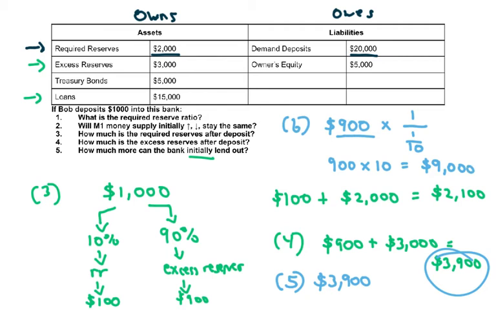Okay? So you do need to be careful there, because a lot of students want to take 1,000 times 10, but that's not correct because $100 of that deposit can't be loaned out. It goes in required reserves, and so you can't multiply what's not being lent out. So you've got to be careful there when you're thinking about maximum changes in the money supply.